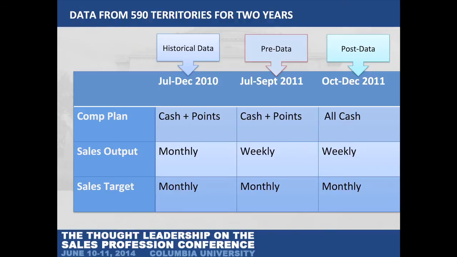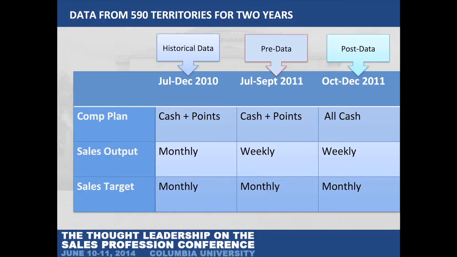We have data from 590 territories, essentially the entire United States. They're not in some markets, but essentially the whole US, over a 2-year period. We don't use the data continuously for 2 years, so let me show you what we have. We have historical data, and we have data before our intervention, and we have data after our intervention. What we essentially have is this.